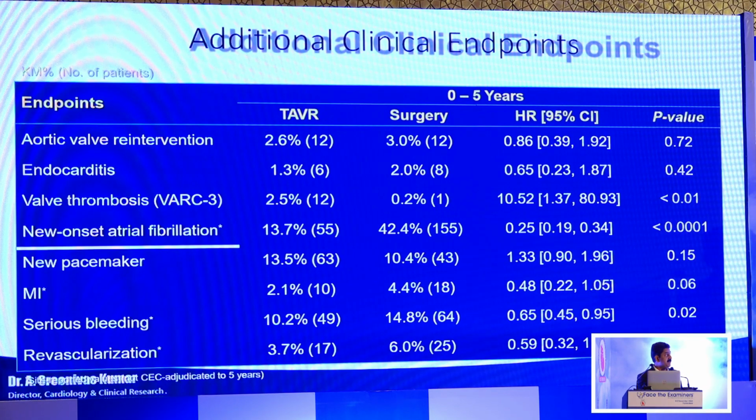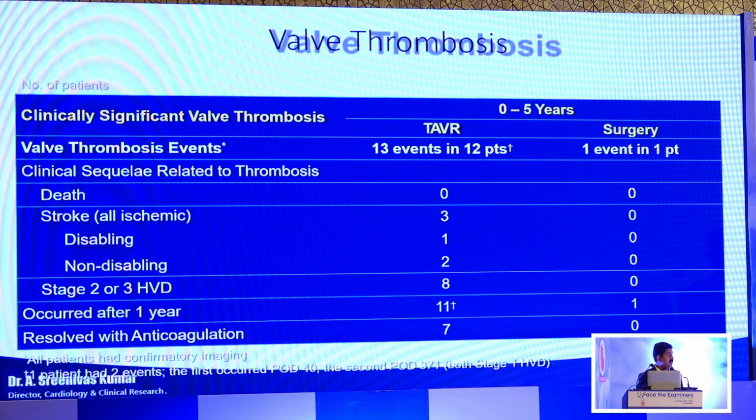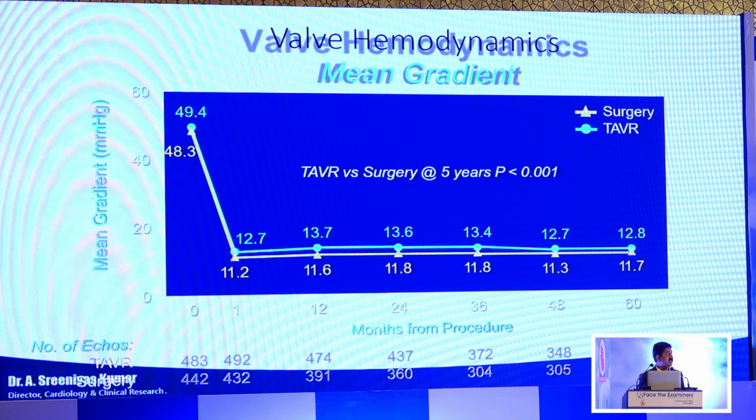All the additional endpoints. The only problem which we have is the valve thrombosis, which is slightly more than surgery. But if you see the details of the stroke, there's not much. But valve thrombosis, most of them were again reversible with increasing anticoagulation. That's a positive thing. But the rest of it, most of it again was good.